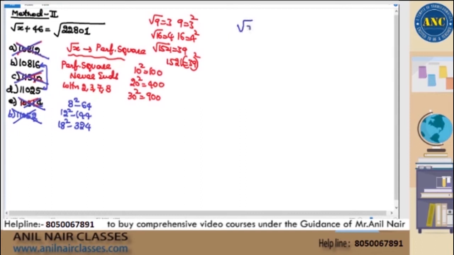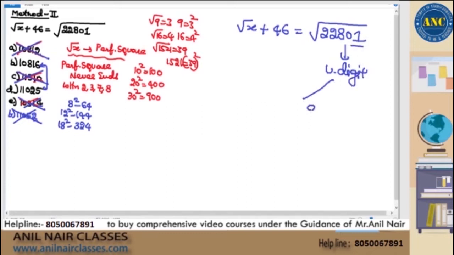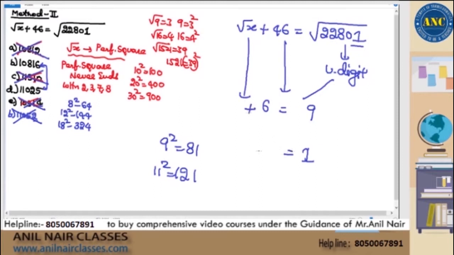Now root x plus 46 is nothing but root of 22801. Listen carefully. What is the unit digit of this number? The unit digit is 1. It could come from 9 or from 1, because 9 square is 81 and 11 square is 121. So the root of 22801 will end in either 9 or 1. This is 6. What will this be?